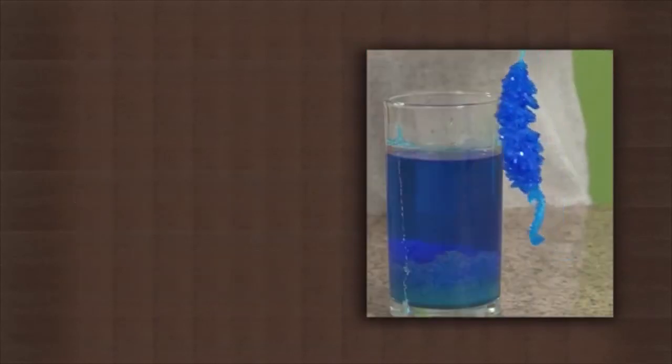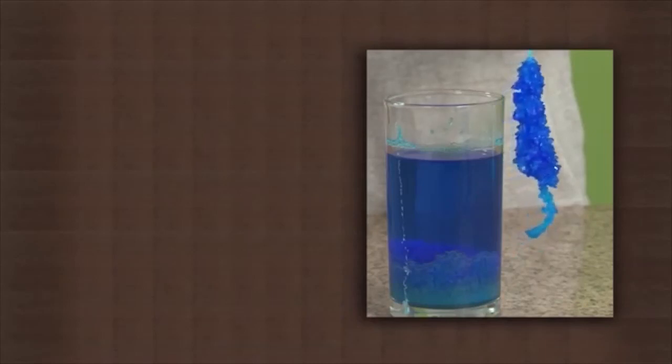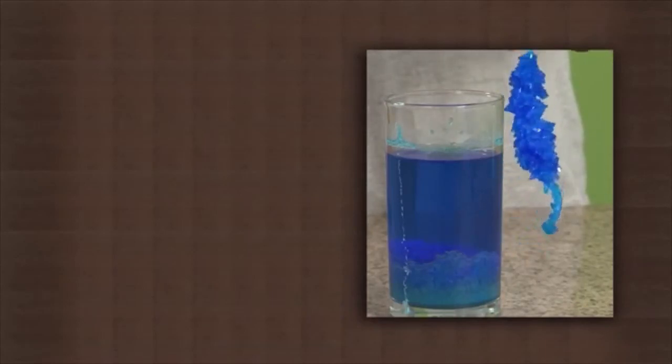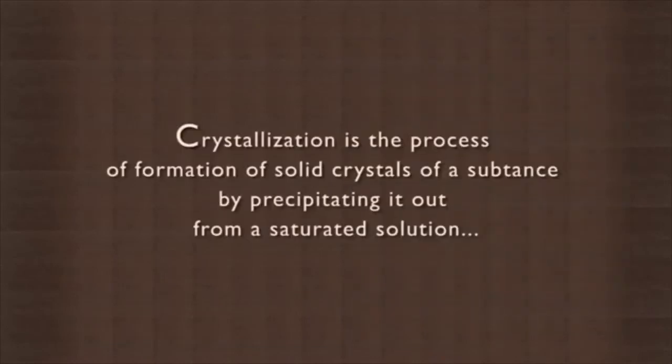The salt molecules that get precipitated out start forming crystals at the nucleation center, which is the thread in this case. Crystallization is the process of formation of solid crystals of a substance by precipitating it out from a saturated solution. Why don't you try making sugar crystals at home?